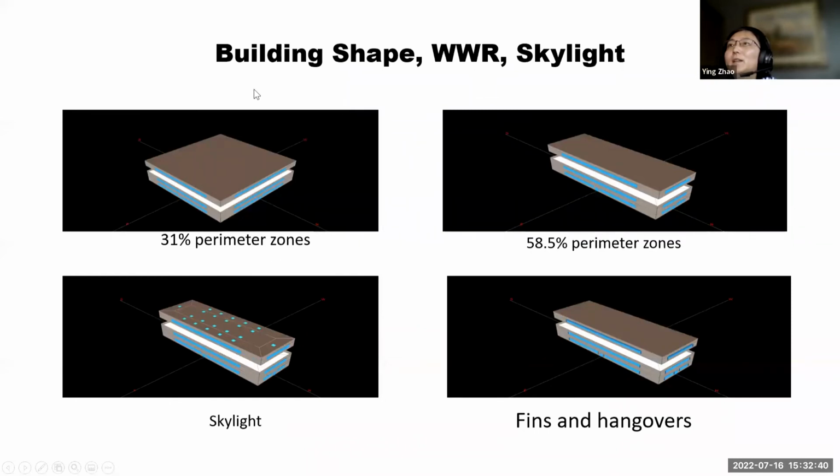For example, you can analyze your building shape, your window-to-wall ratio, skylights, and shading devices, to see how they impact the energy use. It's very easy to operate in the software, and it's good for architects. Even if you're not an energy modeler, you will still be able to learn it very quickly. The interface is friendly.